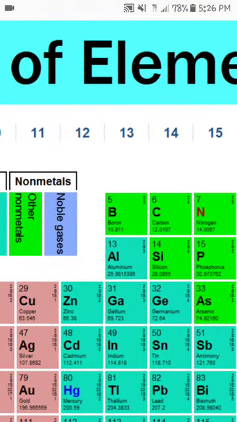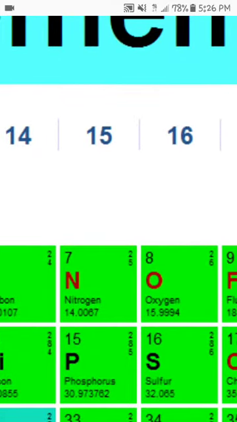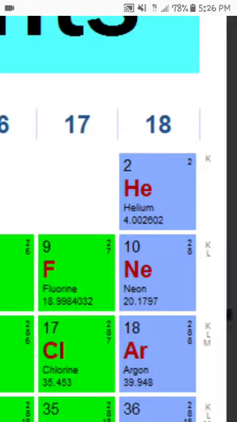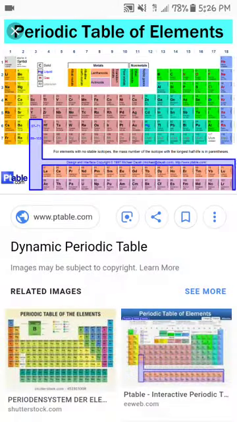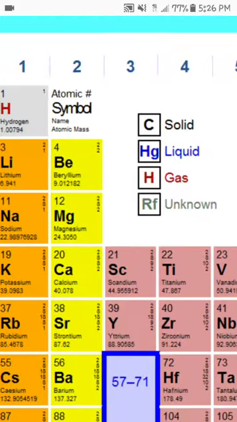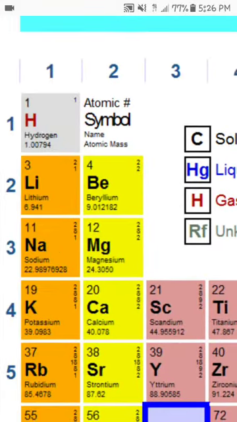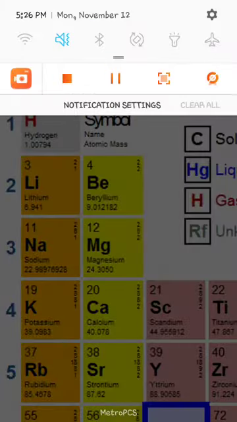So like 13, it will be 3 electrons. 14, it will be 4 electrons. 15, 5 electrons. 16, 6 electrons, and so on. But over here, like scandium, it would have 3 electrons. Hydrogen, 1 electron, and so on.